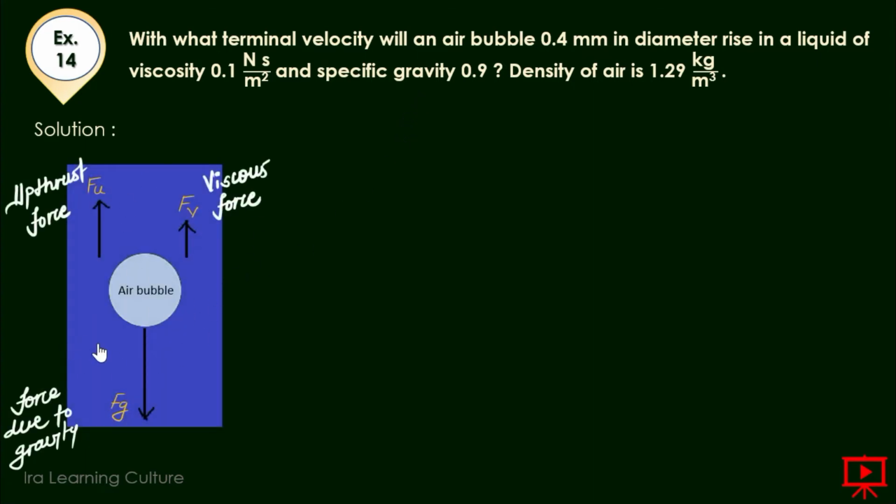In the given figure, this blue color is an indication of the liquid, and this air bubble will experience three different types of forces. The very first is the force due to gravity because of its own mass, then the upthrust force due to the liquid, and then the viscous force, again due to the liquid. Now as we know, this viscous force is directed exactly opposite to the direction of motion of an object. So here the air bubble is initially moving in the downward direction, but later, because of something, it starts moving up. So let's find why it happened.